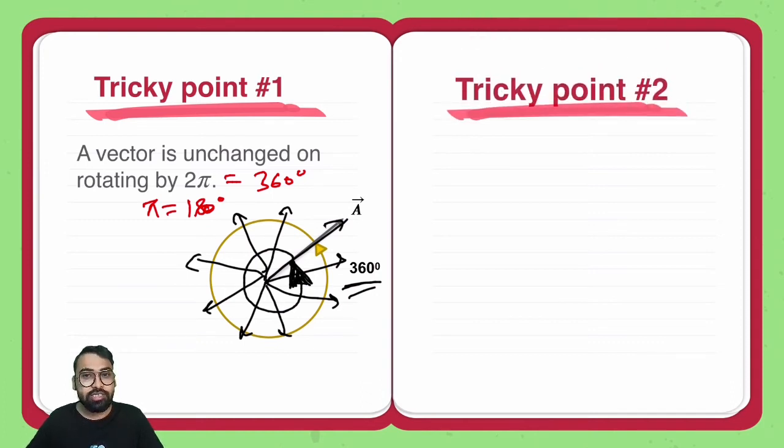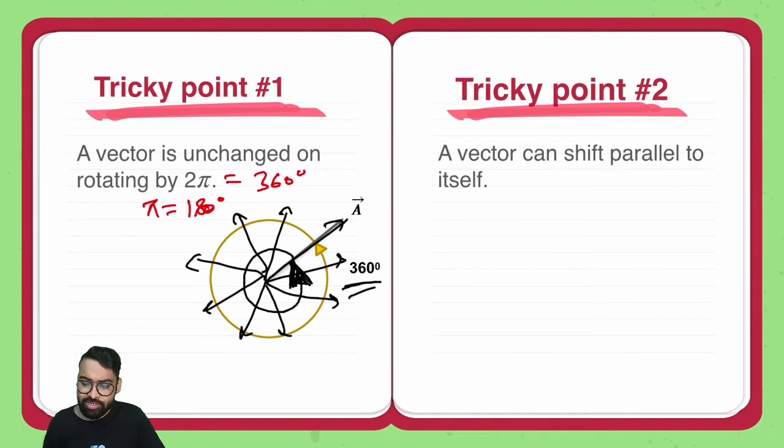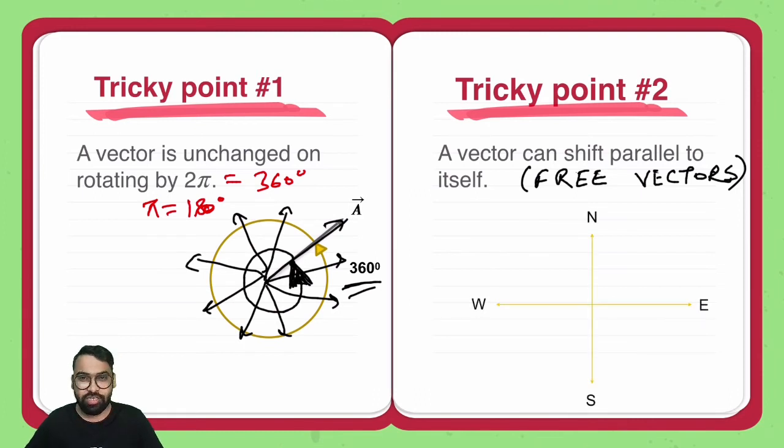Second tricky point is that a vector can shift parallel to itself. We call this concept free vectors, right? Free vectors means that you can shift your vector wherever you like. Let us say you had this north, south, east, west, and your vector was drawn something like this. If it is something like this in a space, you can shift it anywhere like this without changing its direction, without changing its orientation. You can keep it like this, or like this. It won't matter. It is the same vector.